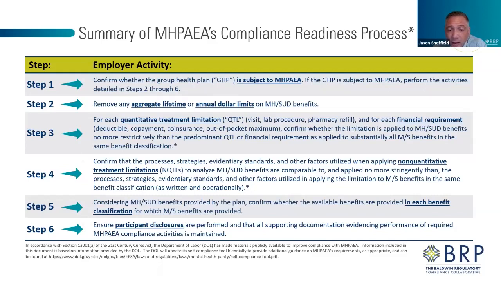Step three, let's analyze each quantitative treatment limitation, or QTL. So this would be a visit limit, a lab procedure, a pharmacy refill, any type of limitation imposed on specific treatments or services. And for each financial requirement, so that would be a deductible, a copayment, coinsurance, an out-of-pocket maximum, or any other participant share requirement, confirm whether those underlying limitations are applied to mental health and substance use disorder benefits no more restrictively than the predominant quantitative treatment limitation or financial requirement that's applied substantially to all medical surgical benefits in the same classification.